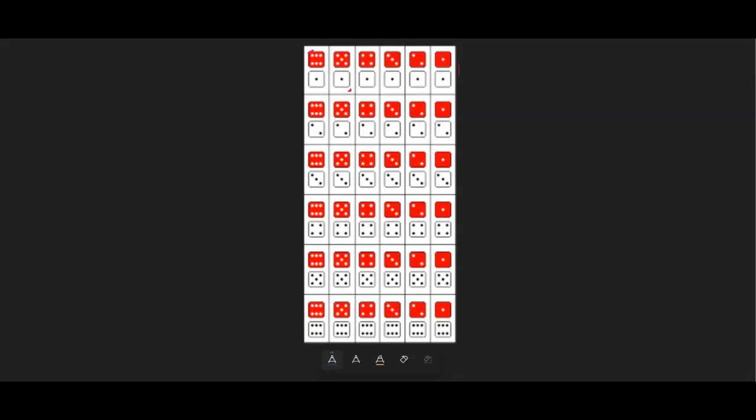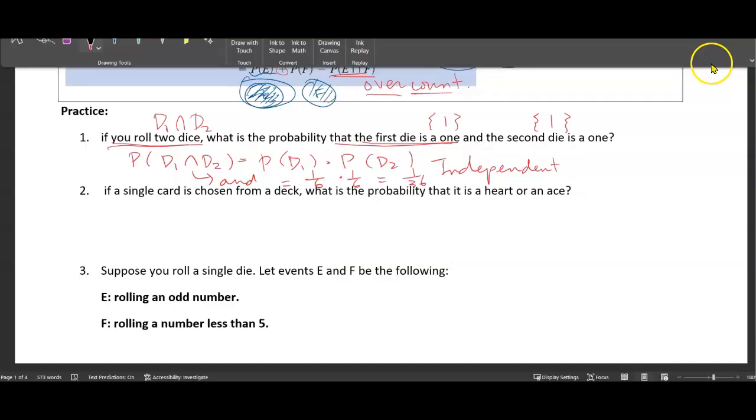Okay, how do I get out of here? Okay, I'm going to minimize this and come back to the, exit drawing.